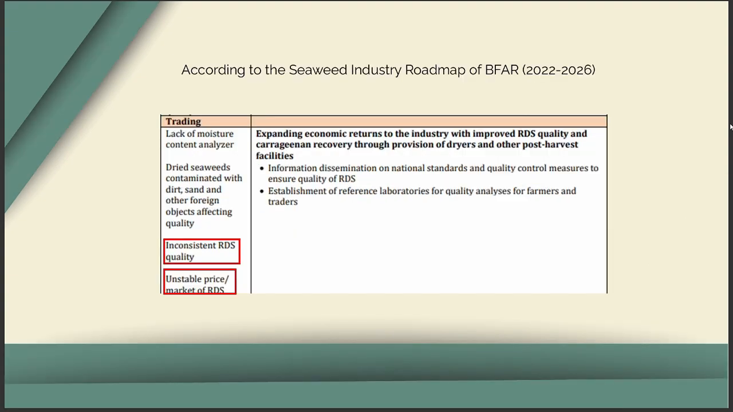The Seaweed Industry Roadmap of the Bureau of Fisheries and Aquatic Resources highlights issues such as inconsistent raw-dried seaweed quality and an unstable market for RDS. Developing this prototype would help improve quality control, which in turn may enhance the marketability and stability of RDS products.